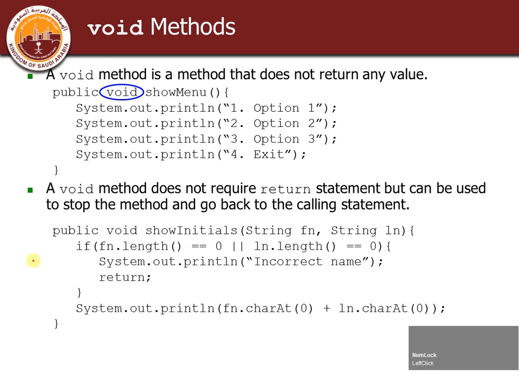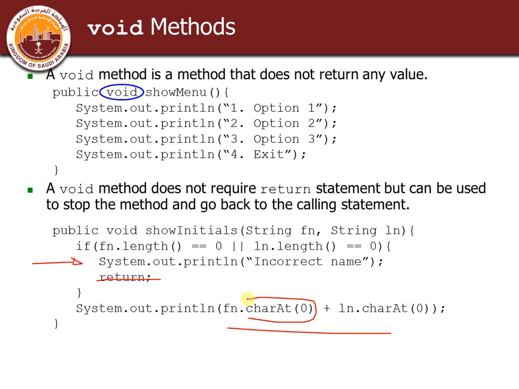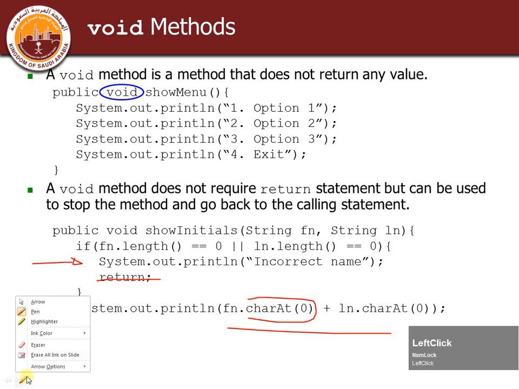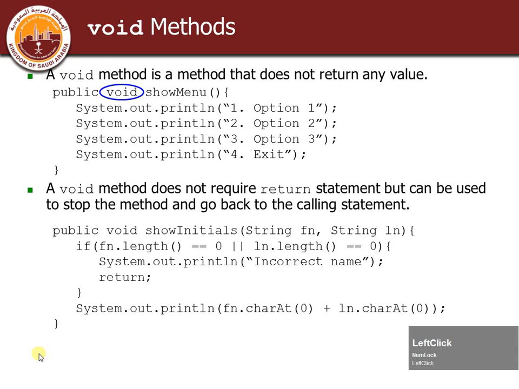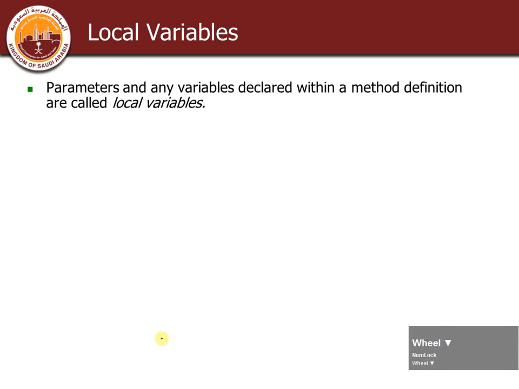If I didn't write the return, then in all cases, regardless if this is empty or not, I'm going to display incorrect name if it's empty, and then display this as well. But remember, this is empty. So what would this charAt(0) give me? There's no first letter because this is empty. There's no letter at all in one of them maybe. So this is going to give you some exception, probably. Your question? Same thing? All right?